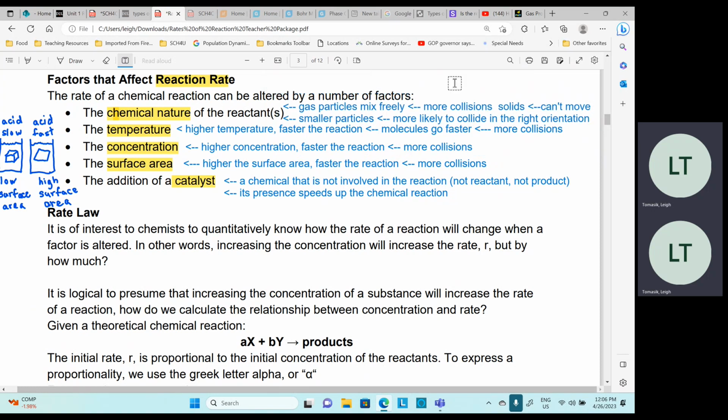Right, so for the reaction to happen, the particles have to collide in the right orientation. And smaller particles, because there's less of them, the atoms that react with each other are more likely to collide. So if you have a very big molecule, it will often react more slowly than if you have very small molecules, just because it's harder to get the right parts of each molecule to line up.